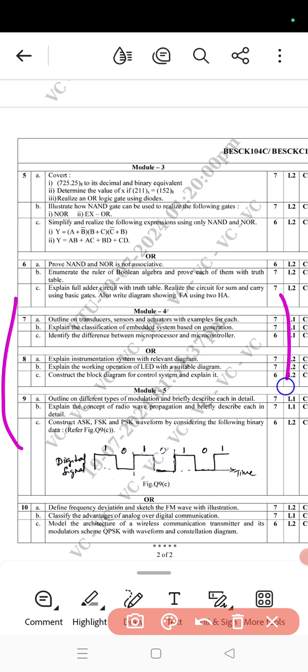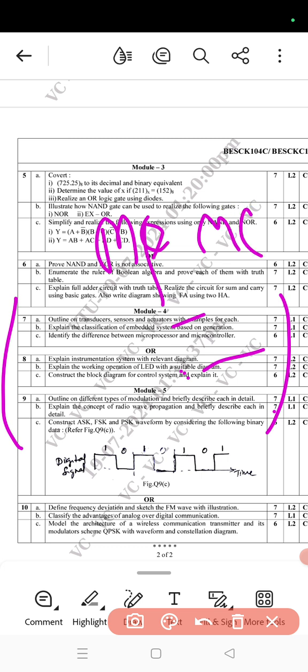Then 7 and 8, you can just look at now. 7 segment LED, working operation of LED. Classification of embedded system. Difference between RISC and CISC, microprocessor and microcontroller. One more question. Then go to the last, 9th and 10th.